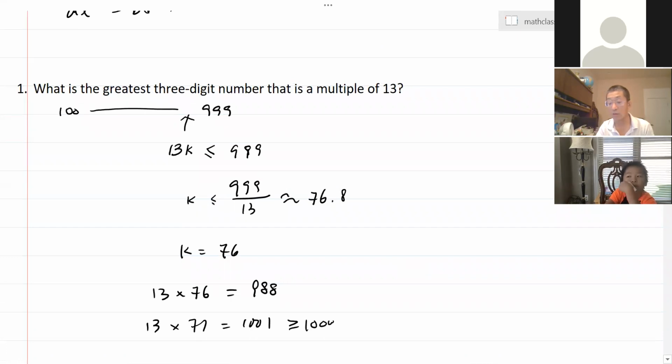You can also find the least three-digit number that is a multiple of 13. It's the same idea, but then you're trying to get a number as close as possible to 100. You can try this. Who can do that? Find the least three-digit number that is a multiple of 13. I'm going to change the problem: if I change greatest to least, how do you do this?